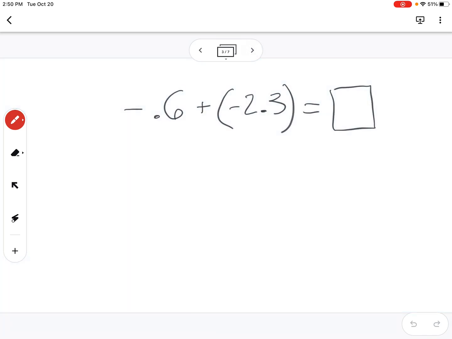Negative 0.6 plus negative 2.3 equals blank. Pause the video now to give this one a shot, and then unpause it when you're ready.